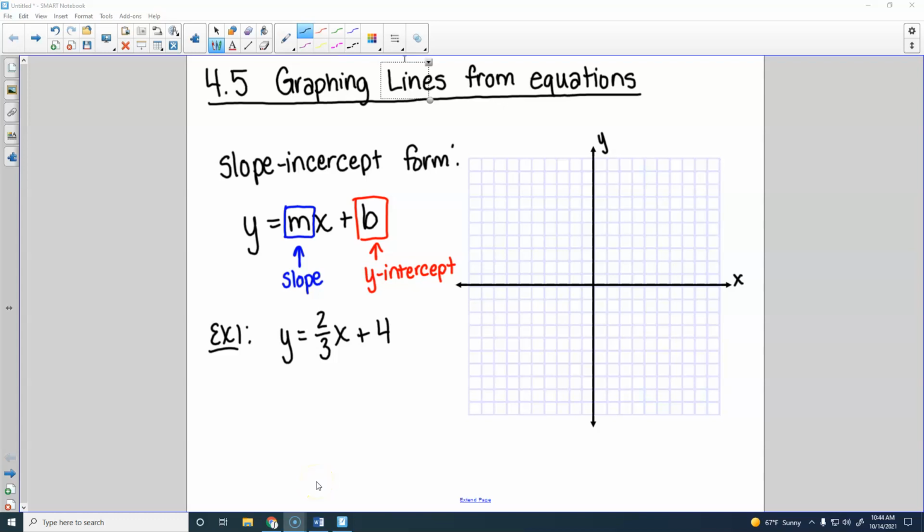Okay, so the first thing you want to look for whenever you're graphing is the y-intercept. So, Peyton, whenever I look at this one, what is the y-intercept of that line?